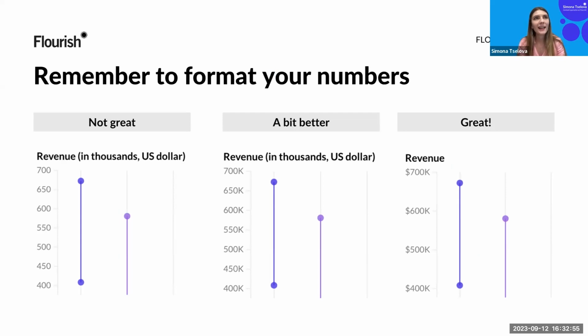But one thing to remember when it comes to text in data visualization is to also format your numbers. This is something that's overlooked quite often, but is very, very important. And again, it is all about presenting information where it might be most useful. So for example, here, let's say that we have a connected dot plot that shows revenue in thousands and in US dollars.